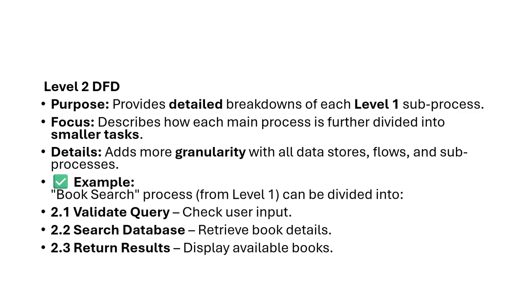Level 2 DFD provides a detailed breakdown of each level 1 sub-process, and it mainly describes how each main process is further divided into smaller tasks. It adds more granularity with data stores, flows, and sub-processes. The example may be the book search process from level 1 that can be divided further into validating queries to check the user input, searching the database for retrieving the book details, and returning the results to display the available books in that library.